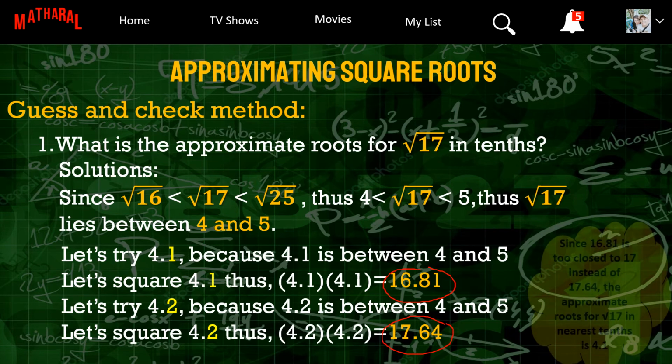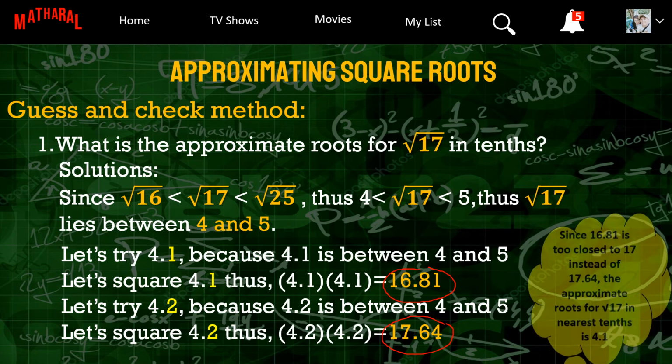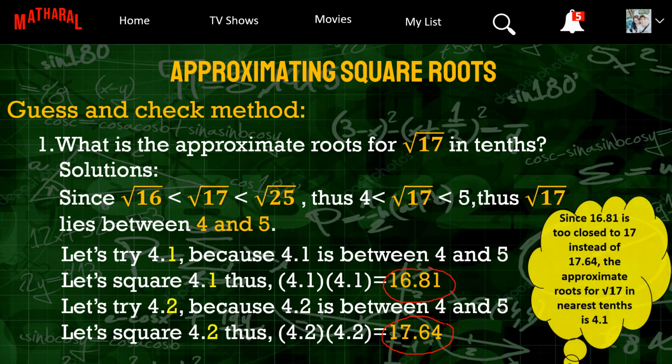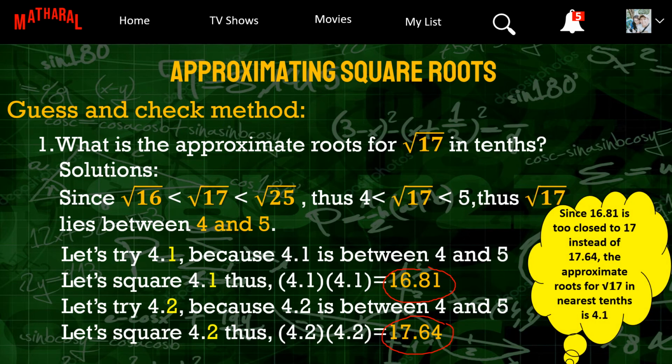Since 16.81 is closer to 17 than 17.64, the approximate root of the square root of 17 to the nearest tenth is 4.1. That is the more acceptable answer. So that is the process on how to approximate square roots. Don't use trial and error. We have to use the guess and check method, following the same concepts and easy steps.